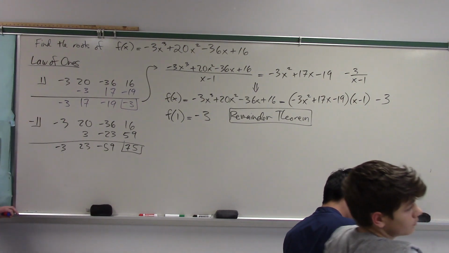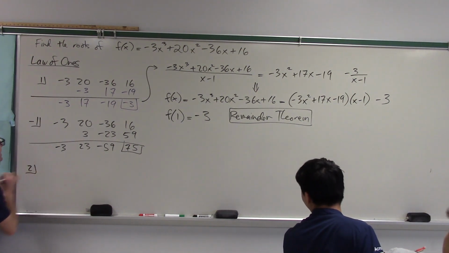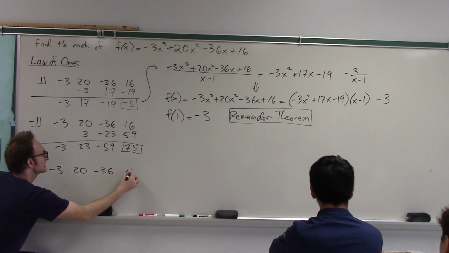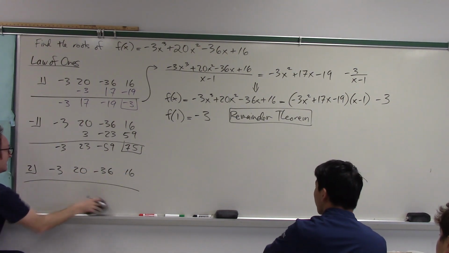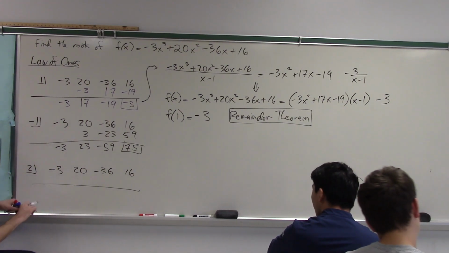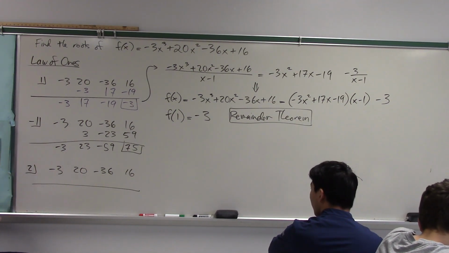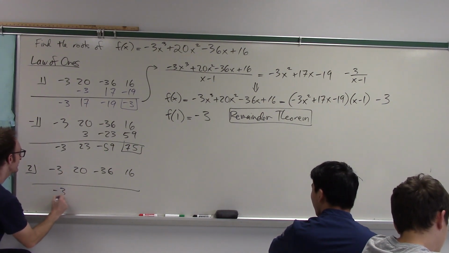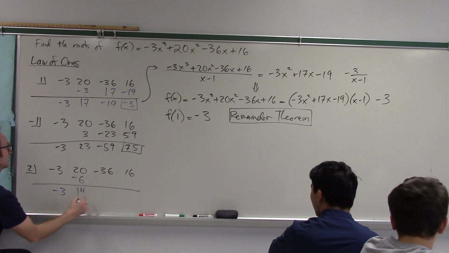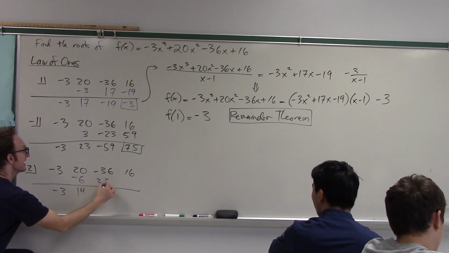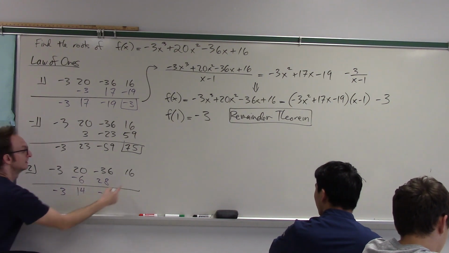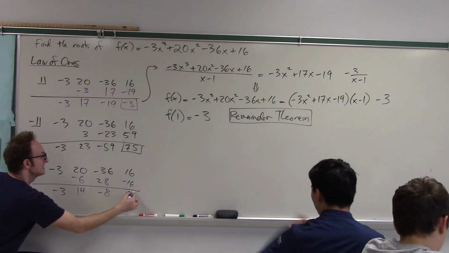What can we do? 2. Good choice. 2. Negative 3. 20. Negative 36. 16. Okay. Let's go. And what do I mean by let's go? We just do the algorithm. Algorithm says bring down the negative 3. 2 times negative 3 is negative 6. Add 14. Multiply 28. Add negative 8. Multiply negative 16. Add 0.